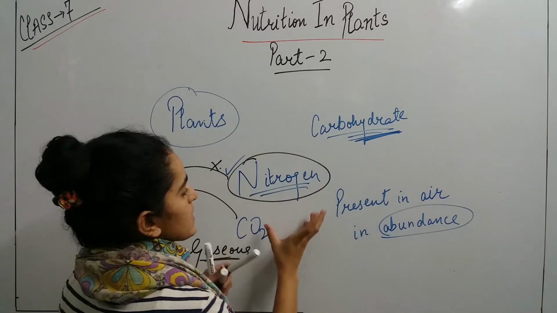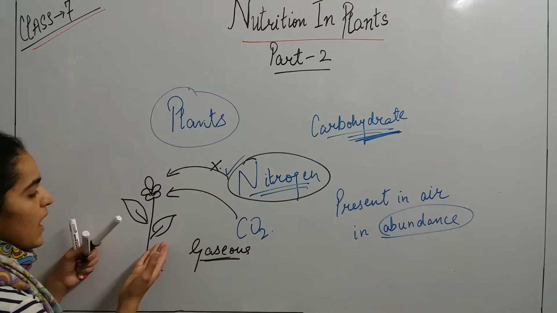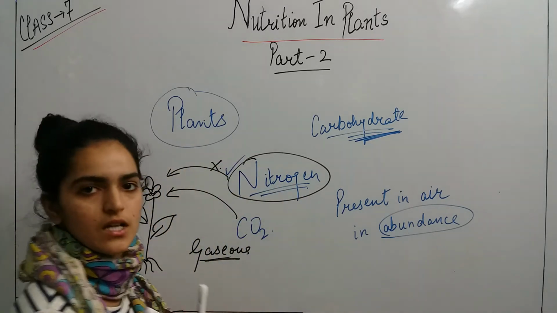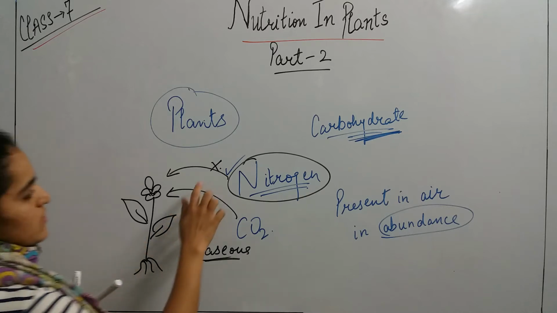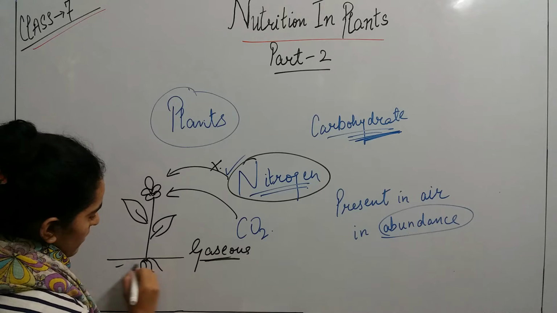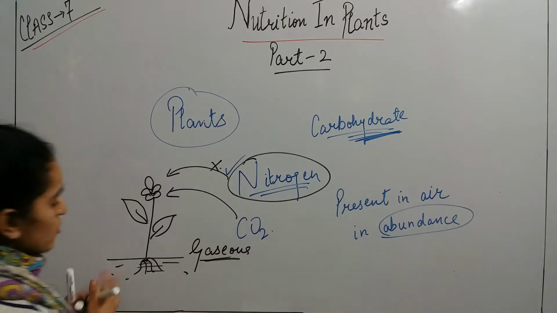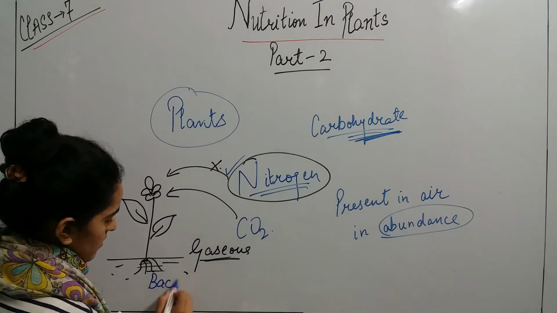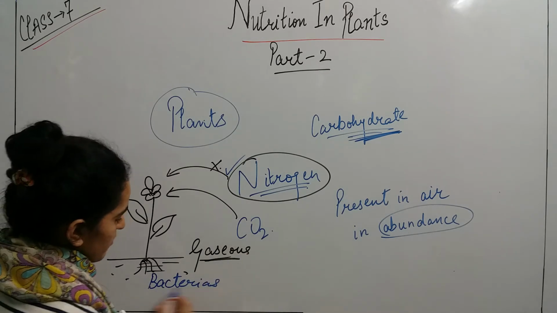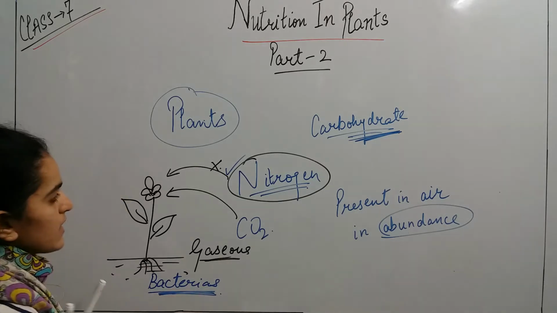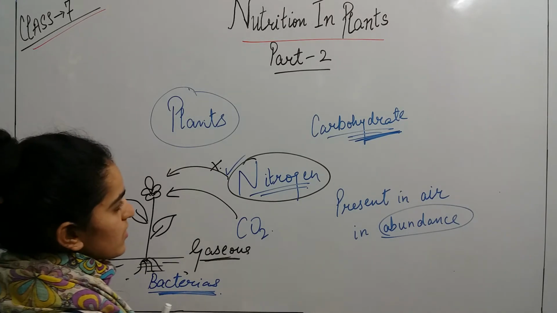मतलब ये एयर में प्रेजेंट है गैस की फॉर्म में, तो प्लांट इसे एज इट इज गैस की फॉर्म में खुद के अंदर एब्जॉर्ब नहीं कर सकता है. It cannot. So what to do with this nitrogen? The soil present here has few bacterias. यहाँ पर कुछ bacterias present होते हैं. They will absorb it. The bacterias will absorb the nitrogen present in air.